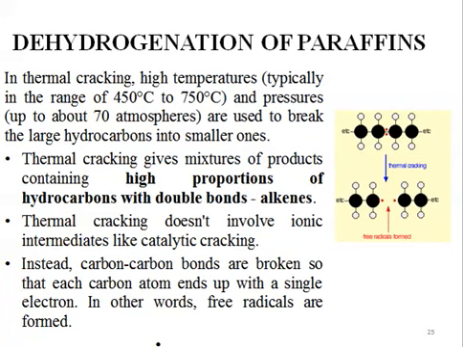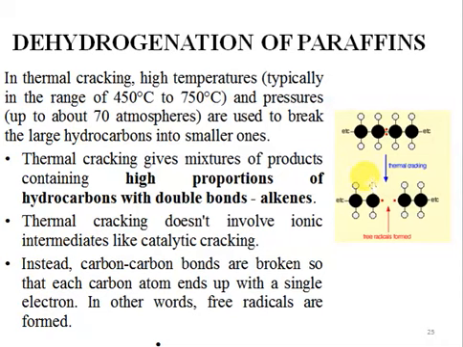A free radical mechanism involves the breakage of a carbon-carbon bond in such a way that each of the carbons ends up with 1 electron each, right? Instead of breaking this carbon-carbon bond, you can break this carbon-hydrogen bond as well, right? So there is no selectivity in thermal cracking. You can break this carbon-carbon bond, and you can also break the carbon-hydrogen bond as well.